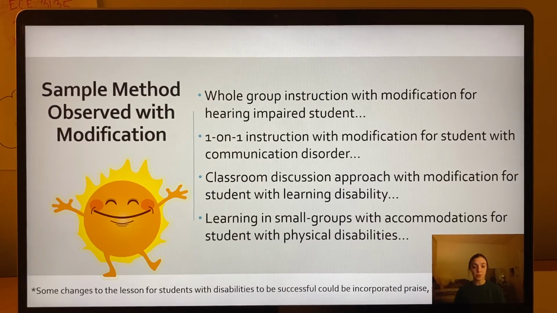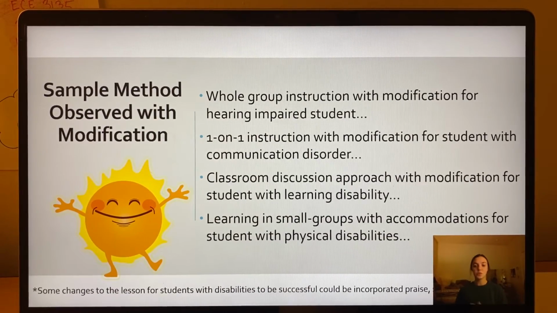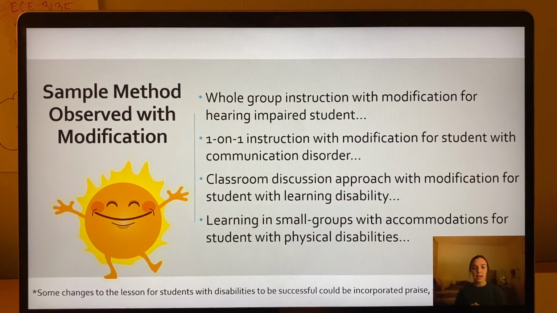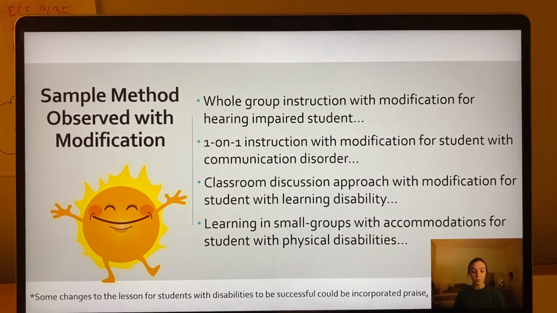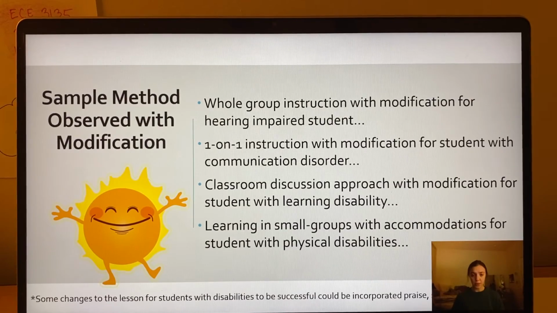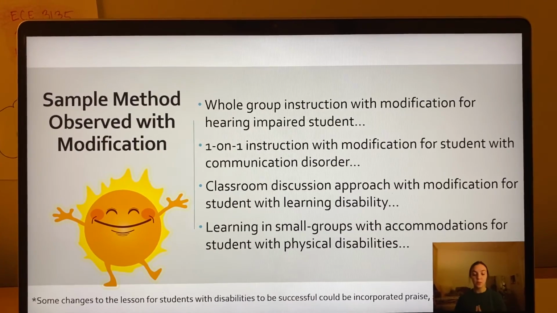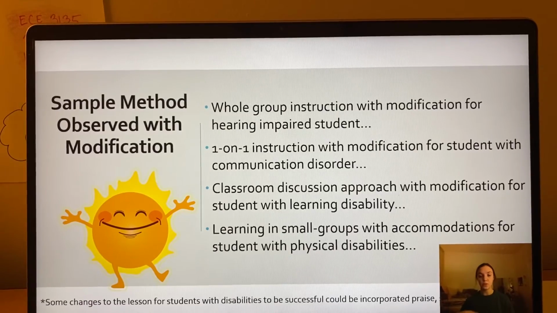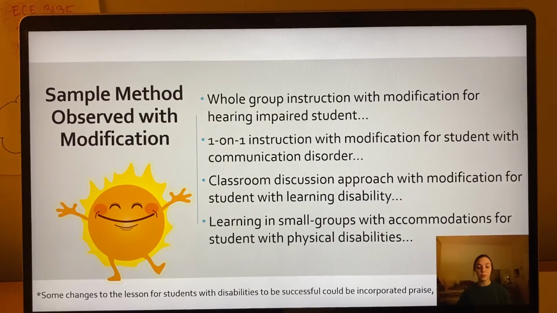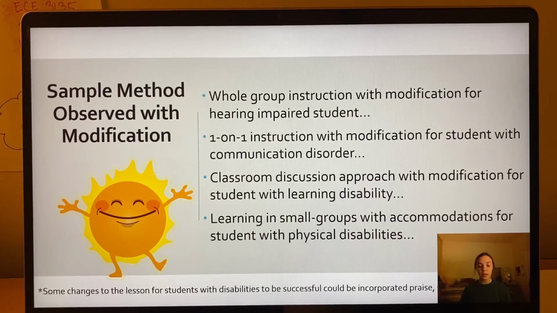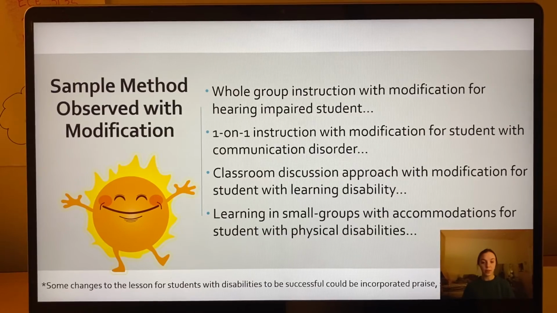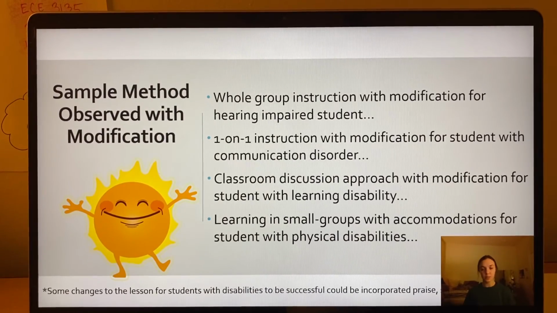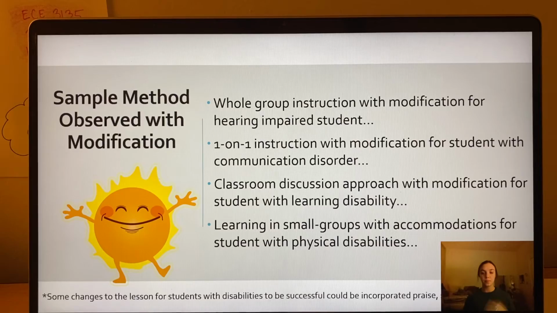The next one, I observed one-on-one instruction. So this is more after the lesson was presented, but one-on-one instruction was present. And a modification for a student with, say, a communication disorder could be, again, the choice, like we discussed earlier. So this would be the student has the choice to answer questions or be assessed through writing, speaking, circling, pointing at the answers, etc.